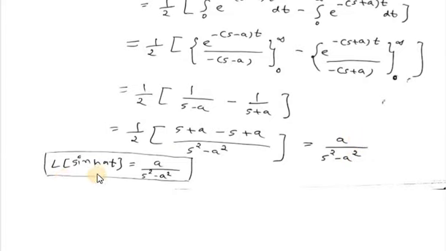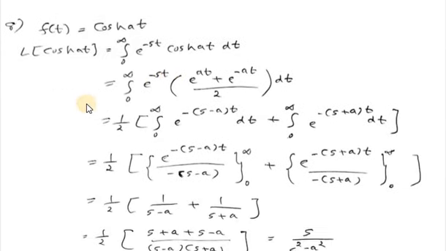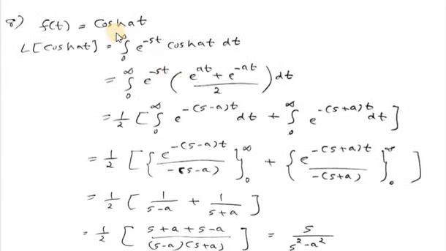So we have Laplace of hyperbolic sin at. The answer is a over s square minus a square. Now we will see the Laplace transform of hyperbolic cos at. So to find the Laplace transform of hyperbolic cos at, we will use the fundamental definition of Laplace transform, and in that we will replace f of t by hyperbolic cos at. So the Laplace transform of hyperbolic cos at is equal to the integration from 0 to infinite e raised to minus st, and f of t is hyperbolic cos at dt.